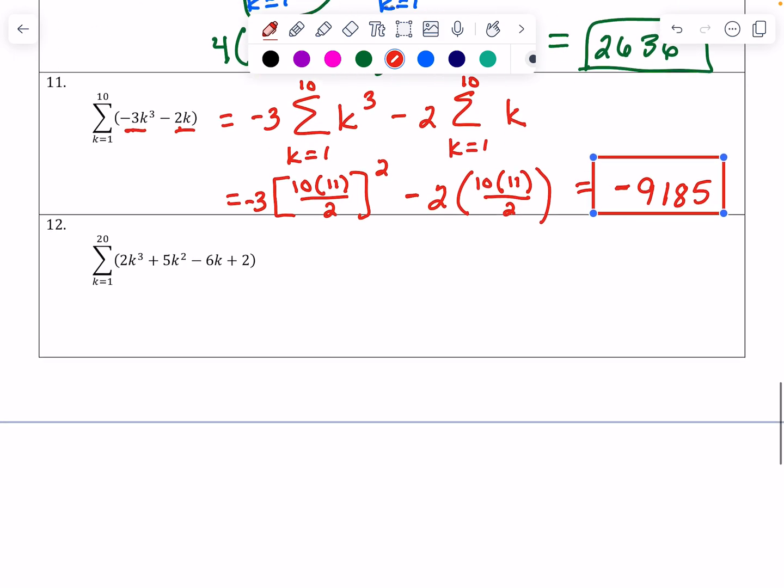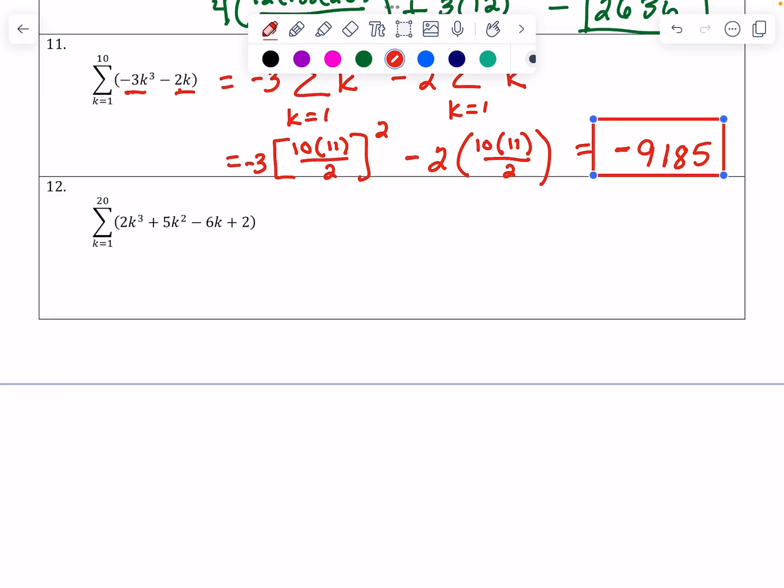So our last problem, I challenge you to pause the video and try to do this problem. We have 4 separate entities, so we're going to have 4 different summations. Pause the video, and then you can come back and check your answer. So I'm going to pause in 3, 2, 1. All right, we're back. You should have gotten an answer of 101,330 if you did this correctly.